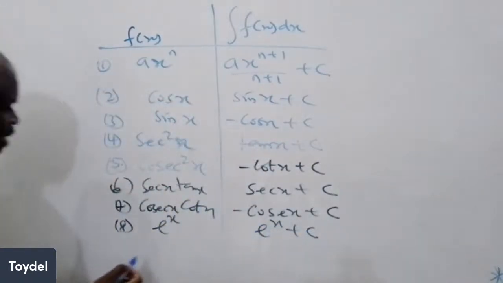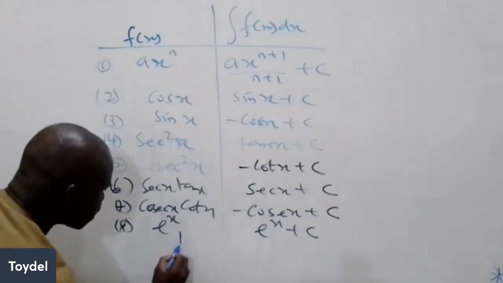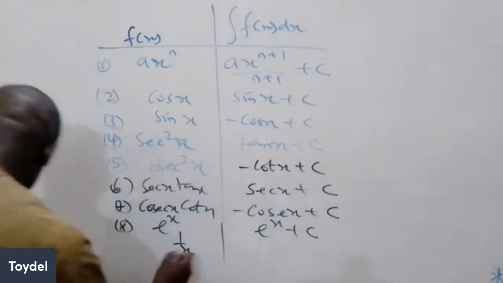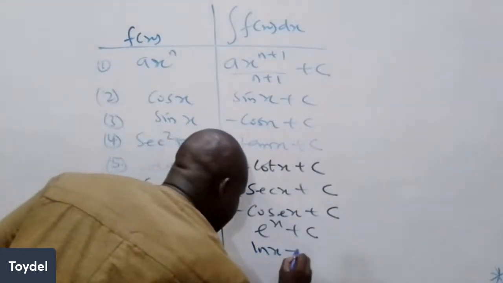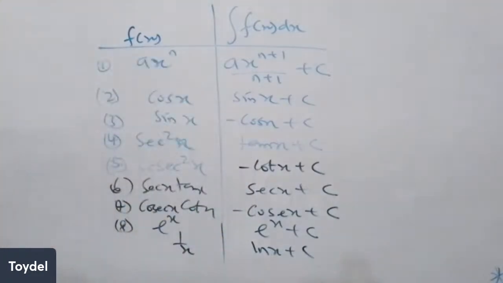And lastly, the last one is that when you have 1 over x, the integral of 1 over x will be ln x plus c. So these are what you can get under the standard table. We should try and note all this.